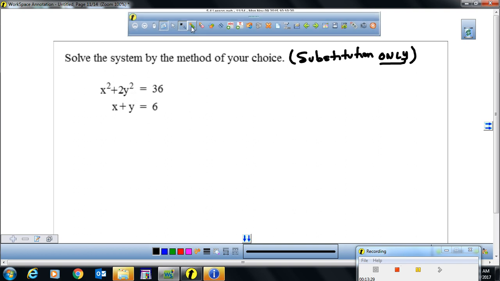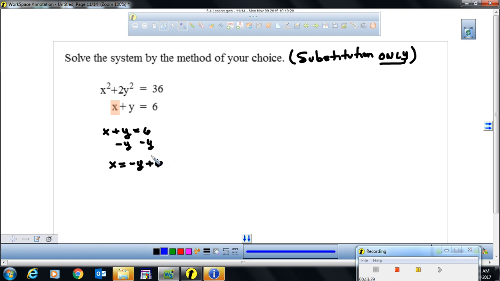So step 1 that I'm going to do, I'm going to solve for x or y in the bottom equation because the top one has squares. It is not recommended that we solve for a variable that has a square. So I'm just going to solve for either x or y in the bottom equation. So let's say x. So x plus y equals 6. If I move the y over, you get x is equal to negative y plus 6.